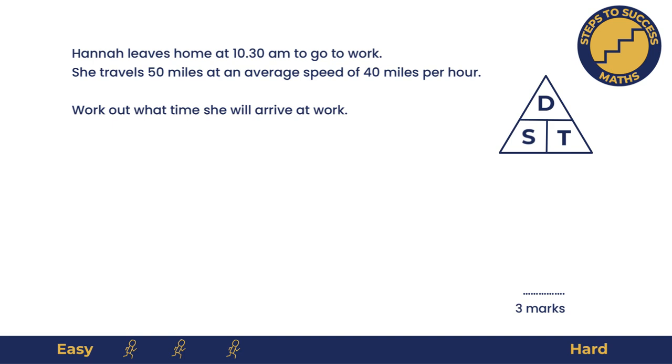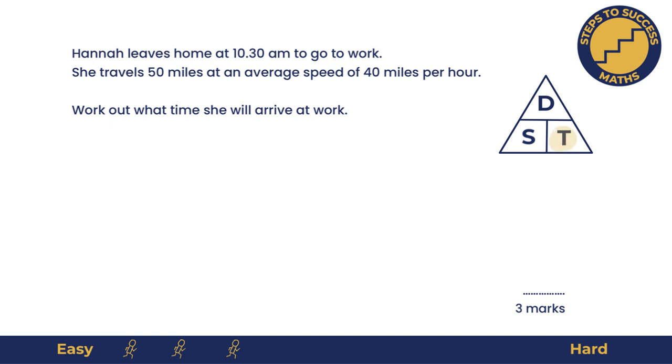Hannah leaves home at 10:30 a.m. to go to work. She travels 50 miles at an average speed of 40 miles per hour. Work out what time she will arrive at work. Okay, so first of all we need to find out how long it takes her to travel the 50 miles at 40 miles per hour. And then we're going to need to add that back on to our time to see when she arrives.